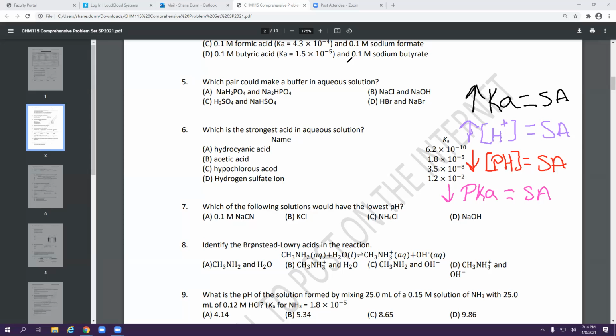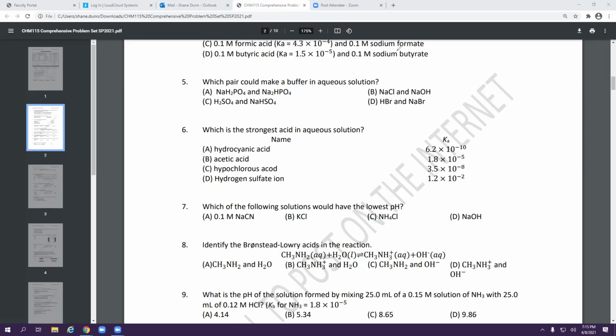Okay, so we are looking for the strongest Ka value. Which one's the strongest Ka value? Good. I'm also testing you guys to make sure you can read scientific notation. A lot of my Chem 113 students still can't read scientific notation, which is very scary. You have to be able to read this. If you have a hard time determining which one is bigger than the other one, come talk to me. I'll give you some examples.